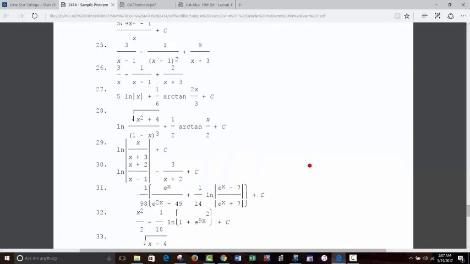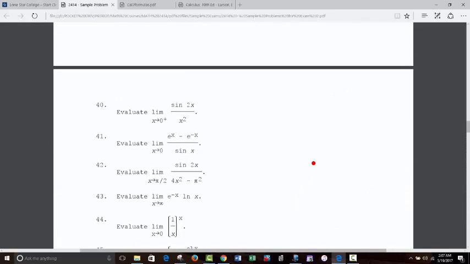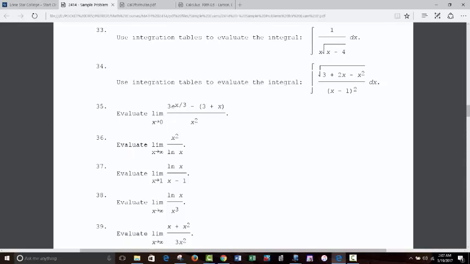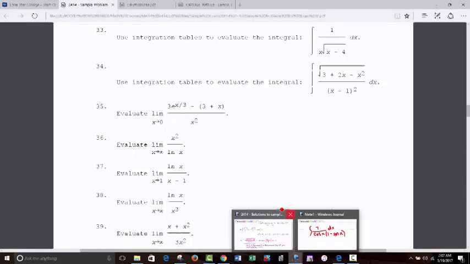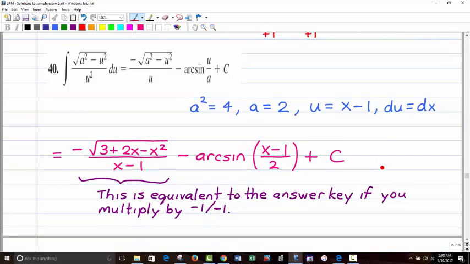So with that being said, let's jump back up here and look at the rest of this problem. Not much left to look at. Just follow it. And then it's going to be minus arc sine of u over a. So minus arc sine of (x minus 2) over 2 plus C. There we go.